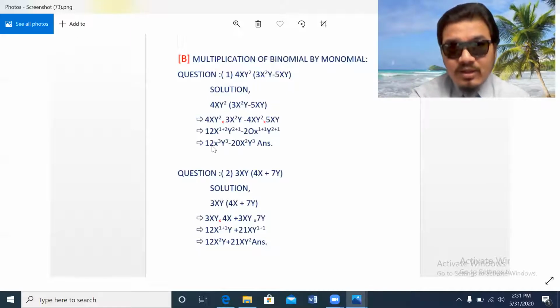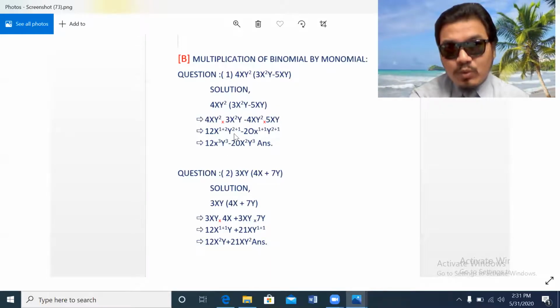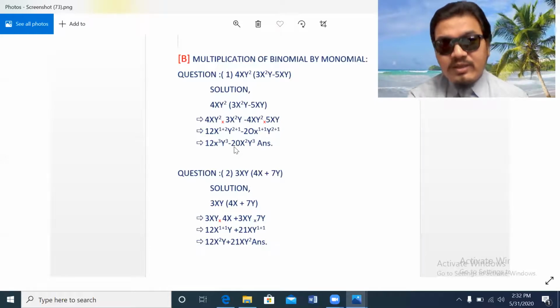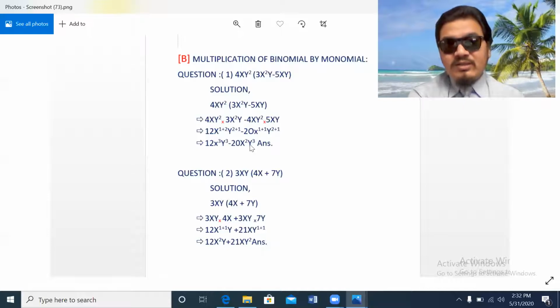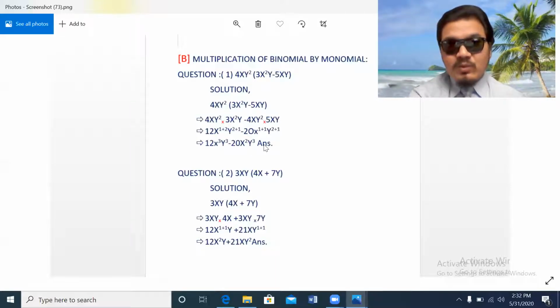That is shown here. 12, write 12 only, and x to the power 3, 1 plus 2 became 3, and similarly y only, and 2 plus 1 is 3, and this minus sign here, and 20 written here, and x power 1 plus 1, that's why it became x square. Then in the y power, what is there? 2 plus 1, that means y cube. That is the result, the answer of this multiplication. When you multiply a binomial by a monomial, you have to apply this method. And please don't forget to write the answer in the last line.